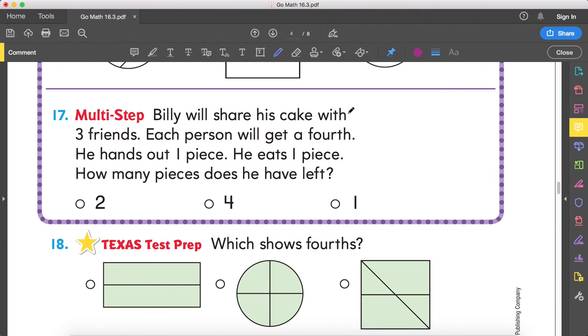Number 17. Billy will share his cake with 3 friends. Each person will get a fourth. He hands out 1 piece. He eats 1 piece. How many pieces does he have left? So he has a cake that he shares with 3 friends, and each person's going to get a fourth. So you have to divide the cake into fourths first. Then he hands out 1 piece. Then he eats 1 piece. How many pieces are left?